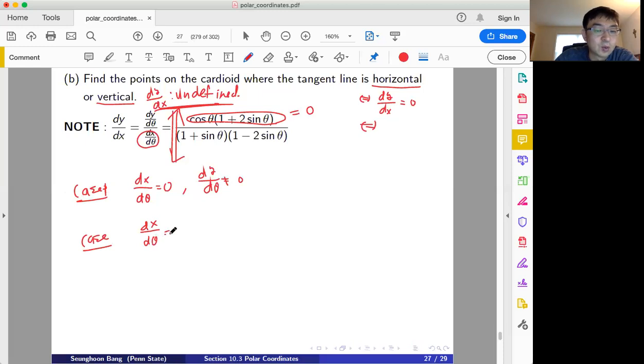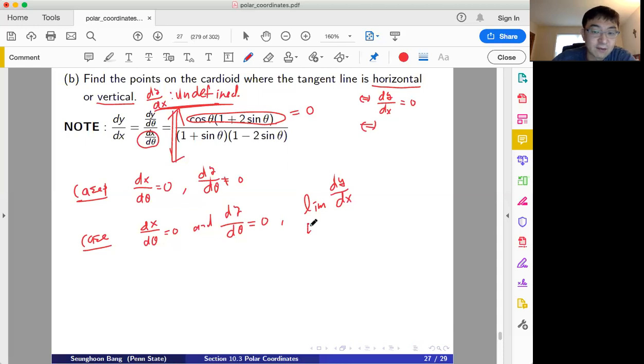Bottom one equal to 0 and top one equal to 0. This is also undefined because it is 0 over 0. In this case, you calculate the limit of dy over dx.